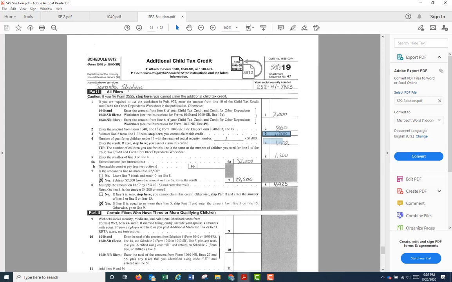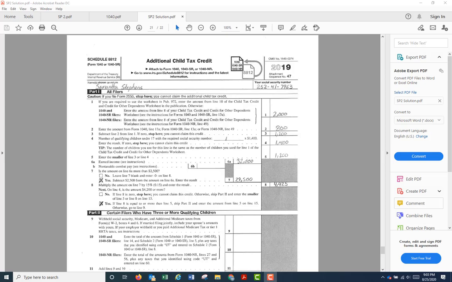Line 4 is the threshold, the amount limitation for the additional child tax credit. It cannot be more than $1,400. That's why we show on line 4. Line 5 is the smaller of line 3 or line 4, and so it's $1,200. It is smaller than the threshold. Line 6A is the amount of earned income. Why is earned income relevant and we need to report in line 6A?